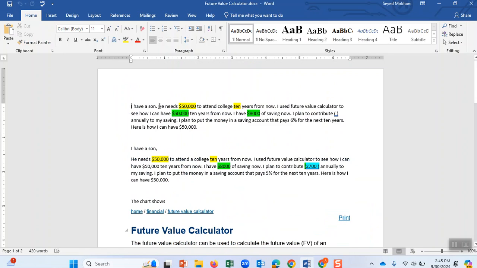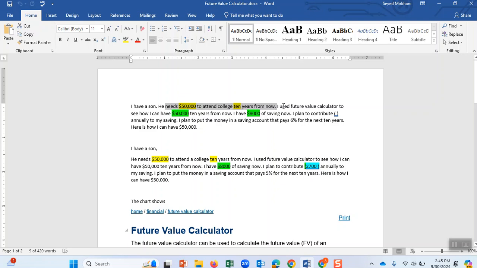Imagine that I have a son, and I need $50,000 for my son who is going to go to the college 10 years from now. And therefore, I have to start saving my money now. That way I can have $50,000 10 years from now, and then I can send my son to the college. Or you can think about this 50,000 is that you might decide to buy a house 10 years from now, and you may need $50,000 for down payment, closing costs, and those things. But you don't have the money right now.